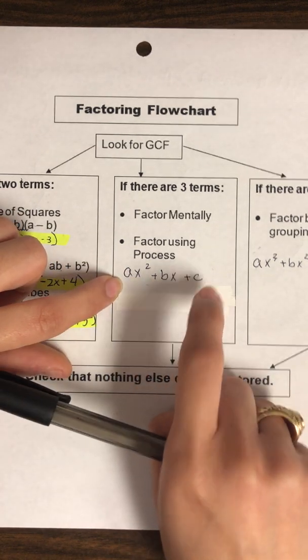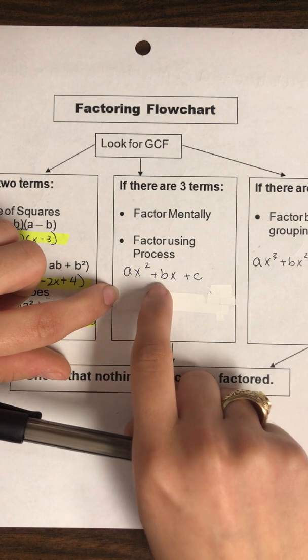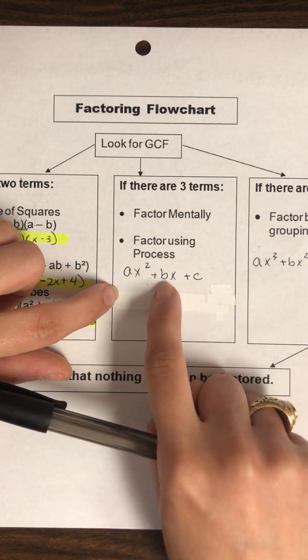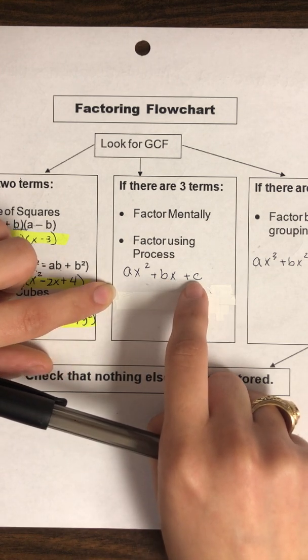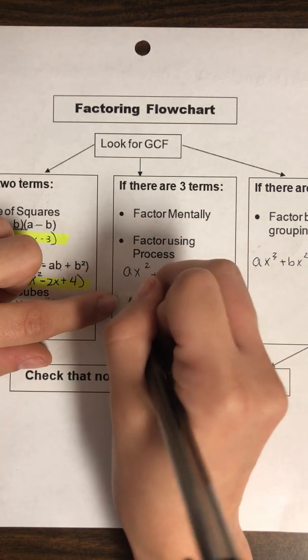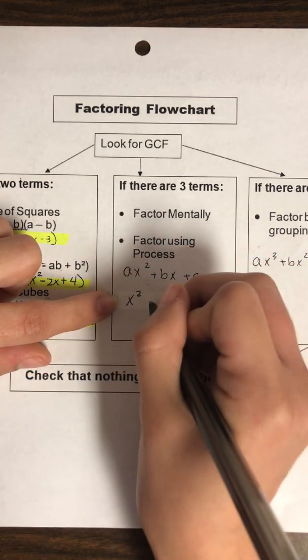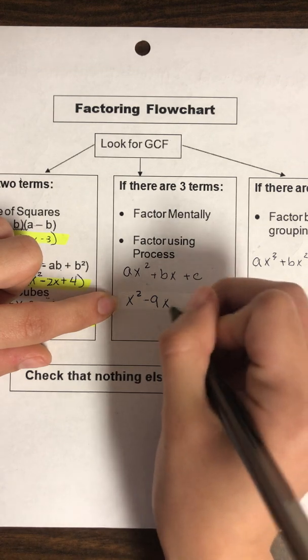There are three terms like this: ax squared plus or minus bx plus or minus c. Let's take a look at an example: x squared minus 9x plus 8.